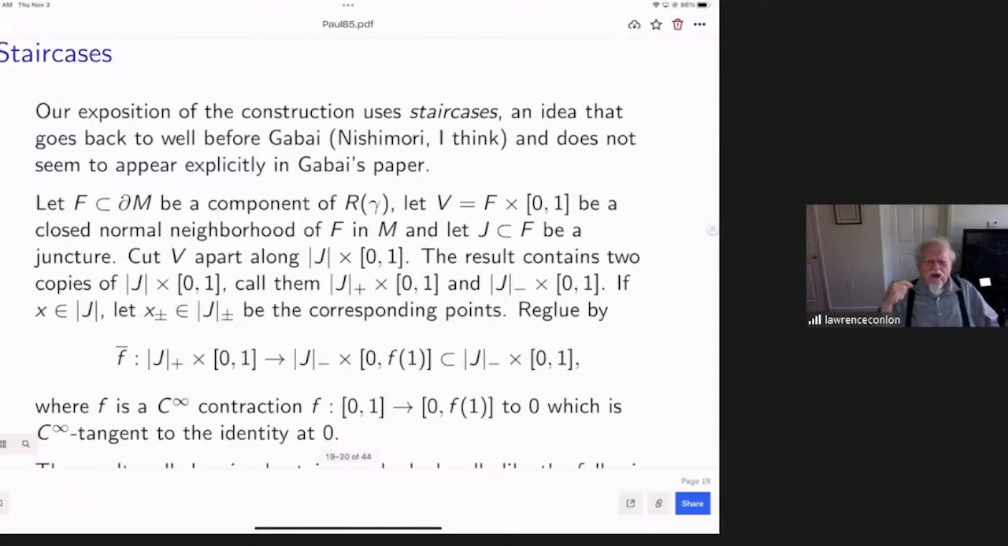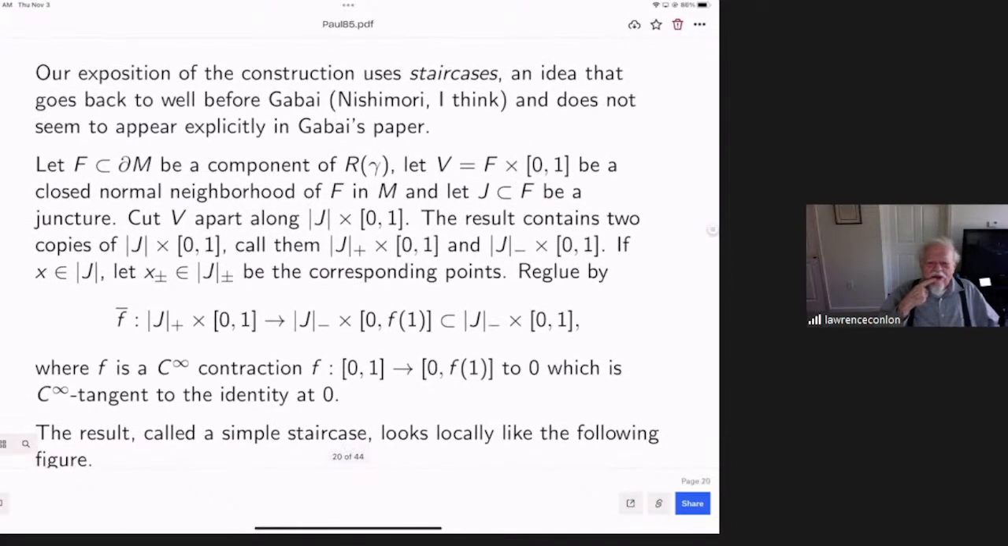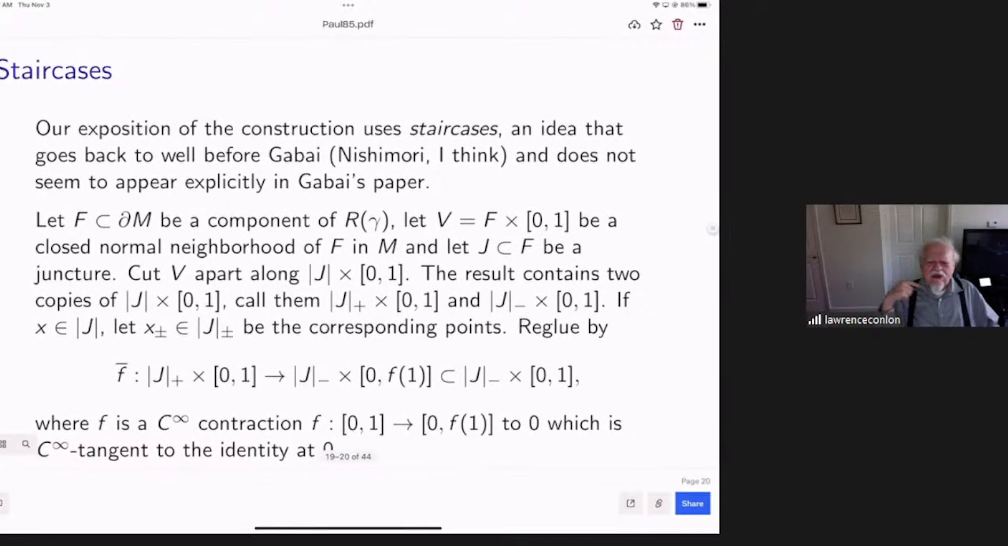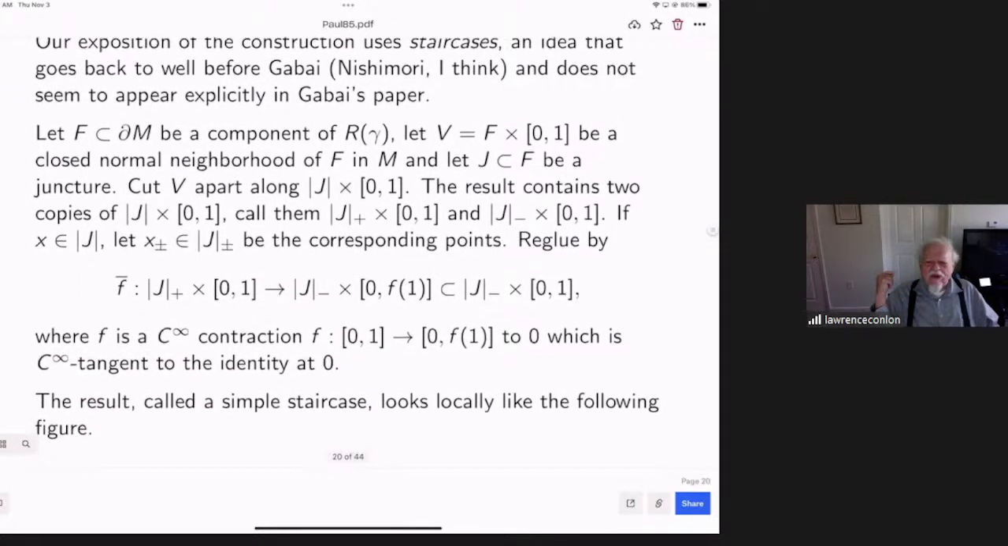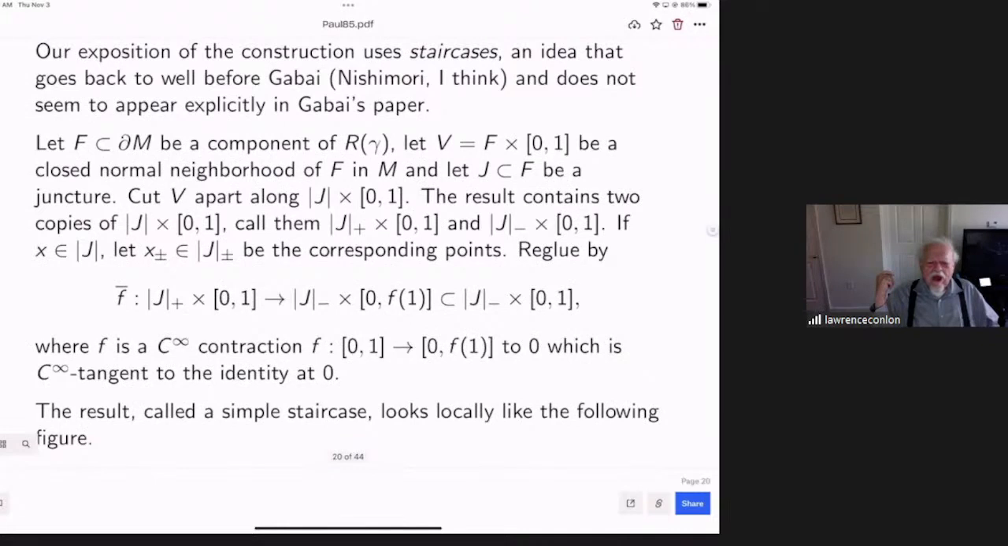Next slide. Now, to do this, I want to talk about staircases. Gabai doesn't explicitly talk about them, but they're lurking. And I believe the notion of staircase was first introduced by Nishimori. So I often will call these Nishimori staircases.